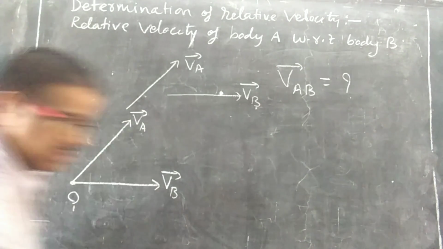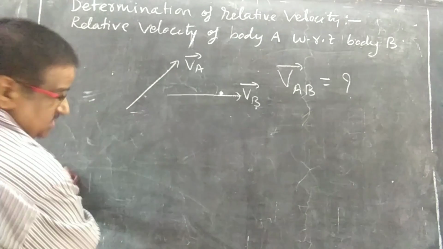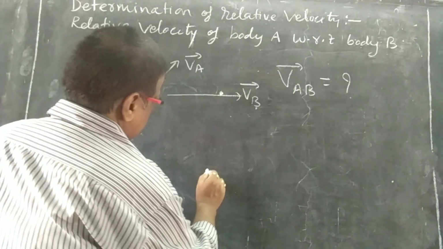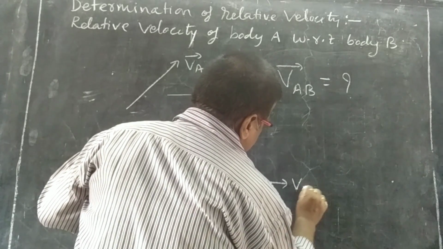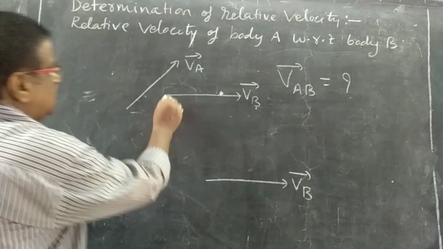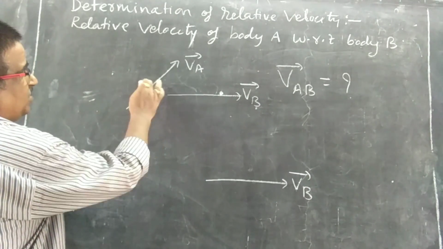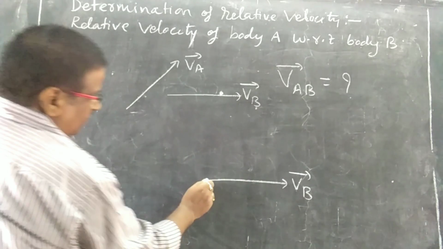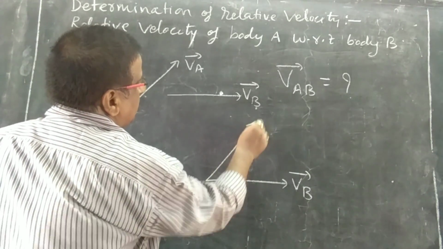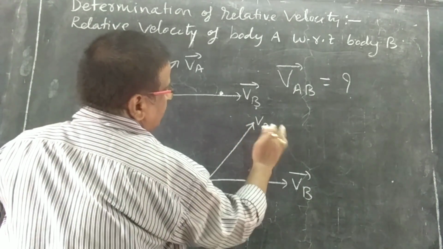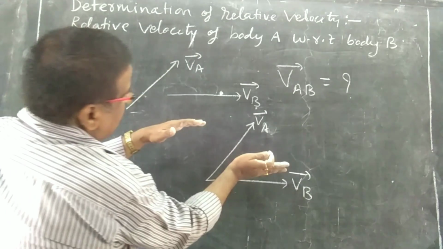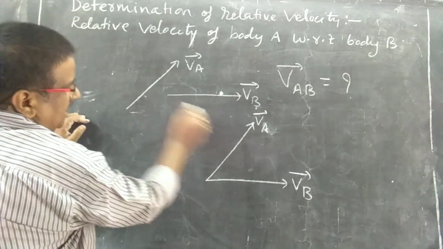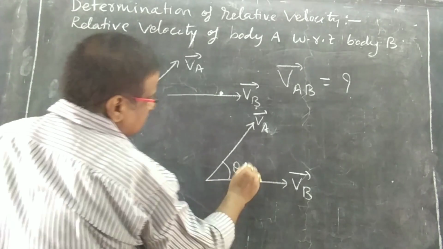Here you have to take it like this, not here. We are going to draw here. This is VA, VB in this direction. The tails of both the vectors should be taken at one point. So this is VB, VA. VA is along this direction, VB is along this direction, and the angle between them, let it be theta.